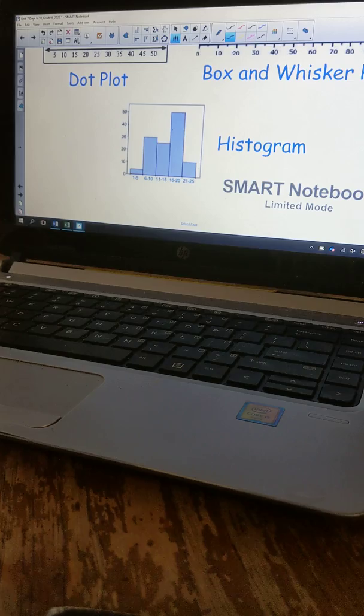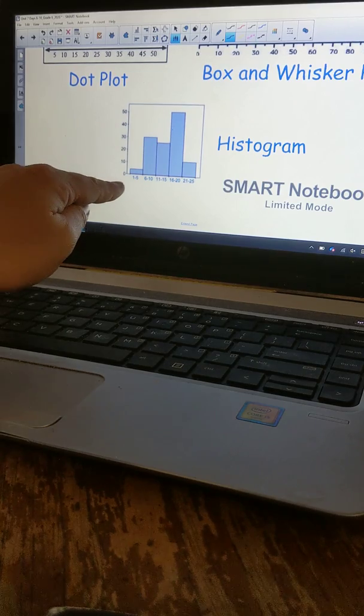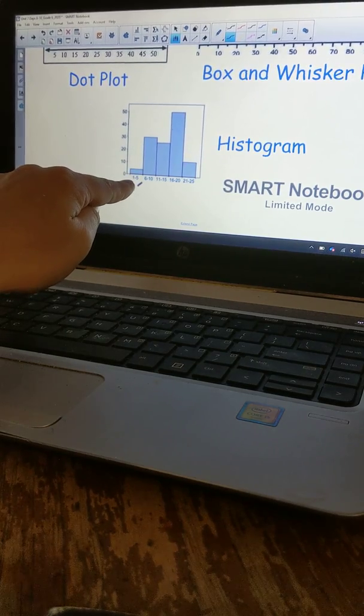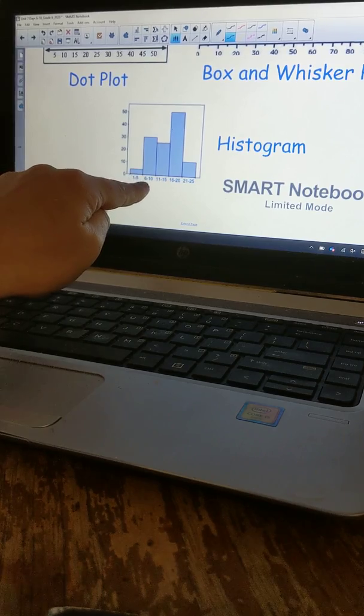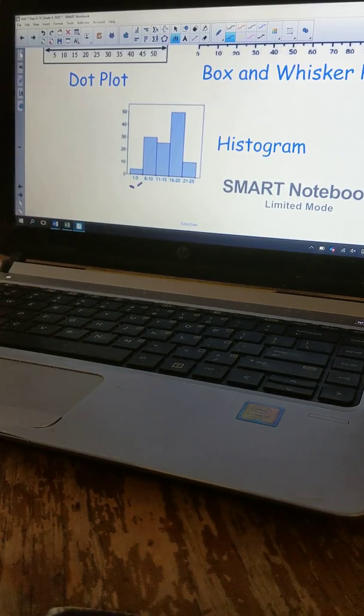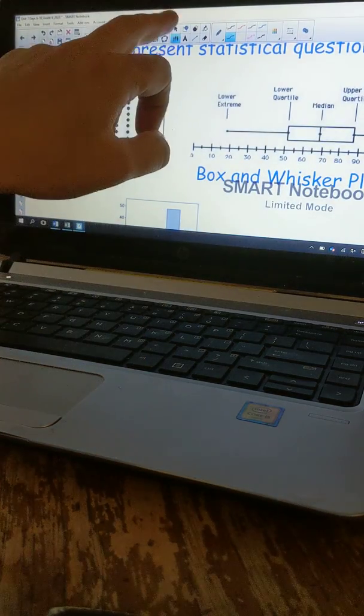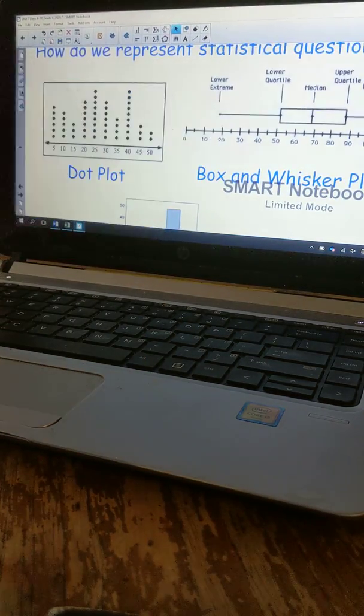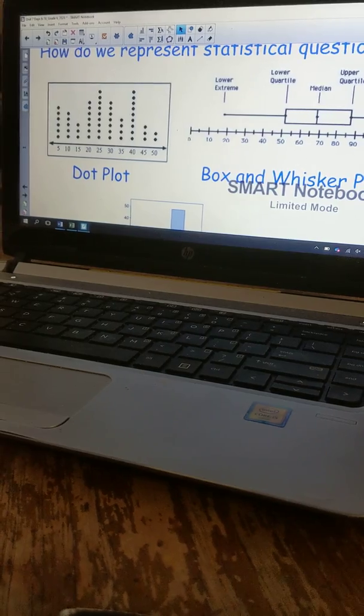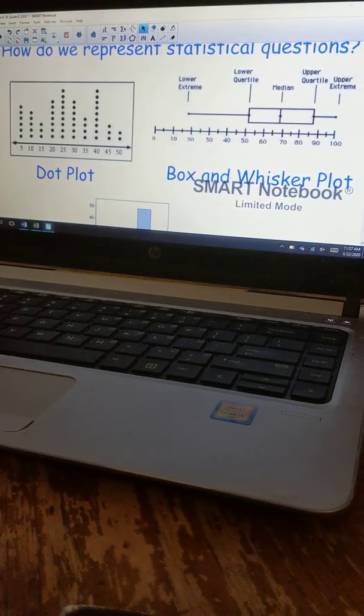Histograms are similar to box plots, except you see at the bottom there's a range. So this is not just 1. This is 1 through 5. This is 6 through 10. There's a small range. And then later on in the week, we are going to look at box and whisker plots, which are kind of interesting. And there's just a quick example of a box and whisker plot there.